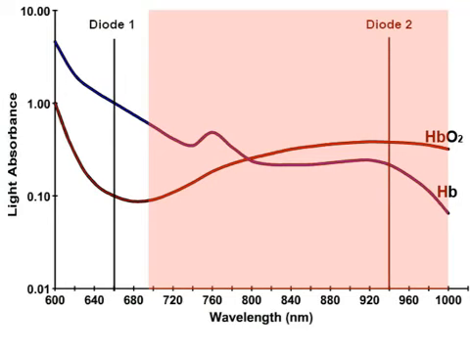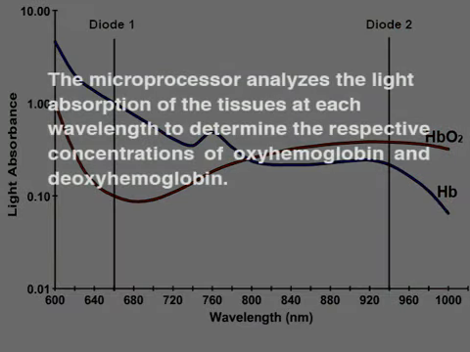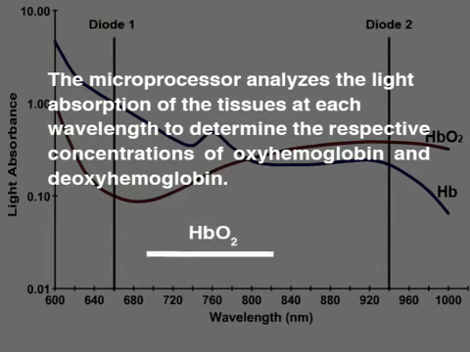light than deoxyhemoglobin. The microprocessor analyzes the light absorption of the tissues at each wavelength to determine the respective concentrations of oxyhemoglobin and deoxyhemoglobin. It then divides the concentration of oxyhemoglobin by the sum of the concentration of oxy and deoxyhemoglobin to determine the arterial blood oxygen saturation, SpO2.